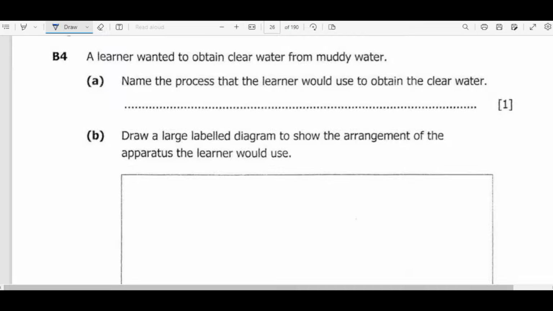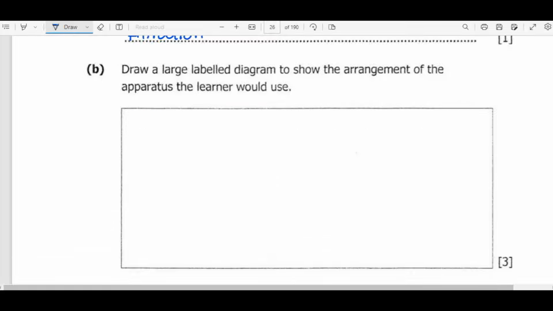A learner wanted to obtain clear water from muddy water. So mud, just sandy, that is insoluble. Then we are looking at separating an insoluble from a liquid. So question A, name the process that a learner would use to obtain the clear water. So here we can just use filtration. So filtration can be used here.